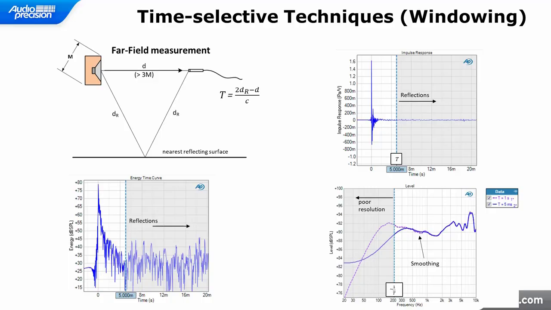Audio Precision APX measurement software includes windowing, and one of the nice features is that you can move the window on the impulse response plot or the energy time curve and watch how this change affects the frequency response plot. You can easily see how big of an impact the windowing changes make on the measurement.